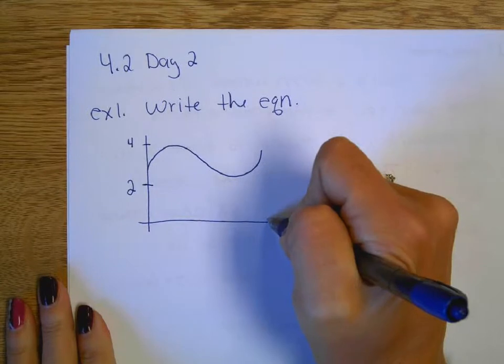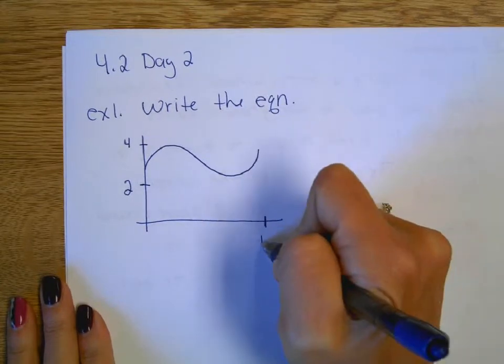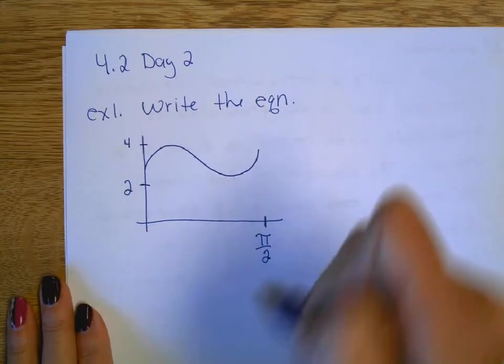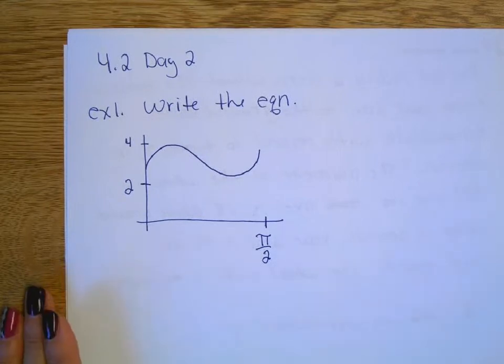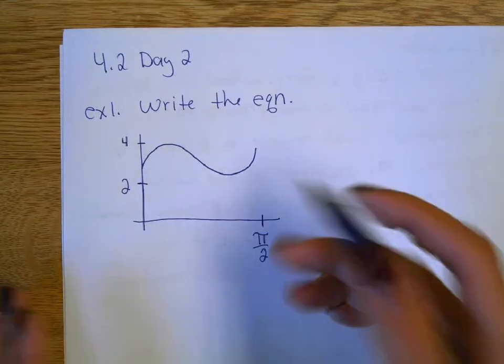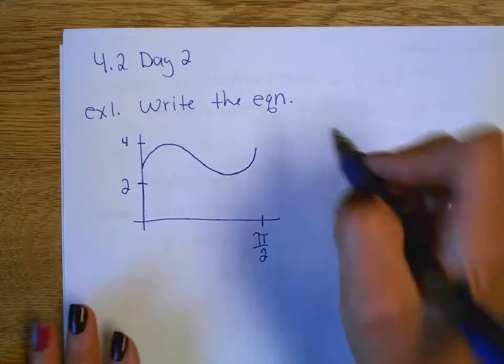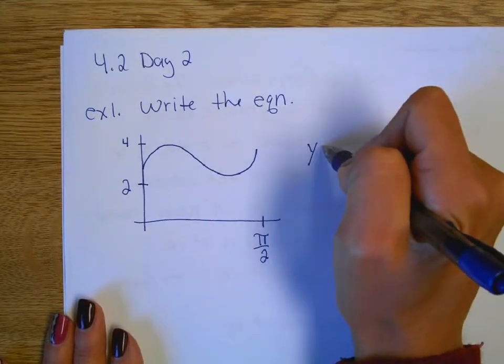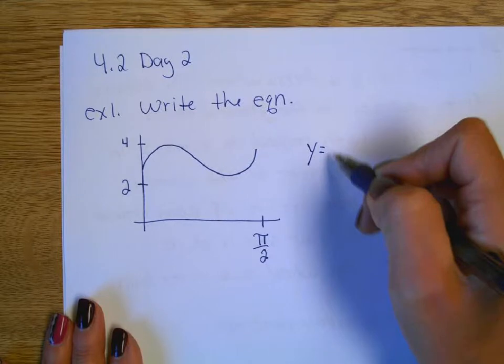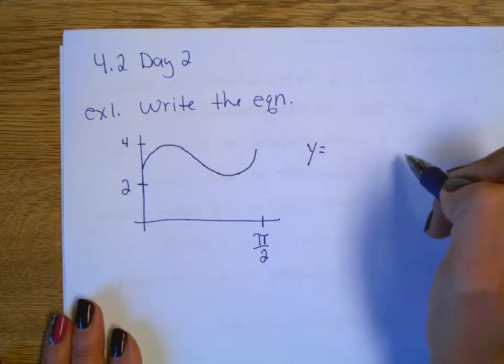Oh, I need an end value here. This is going to finish at pi over 2. Okay, do you agree that this graph has some vertical shift to it? Because it's not right around the x-axis. So we know it's up in the air. So our equation is going to take on the form y equals, where do we see the vertical shift in the equation?